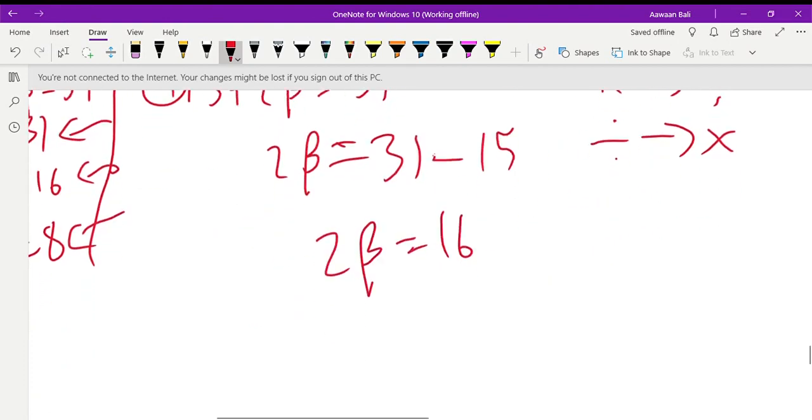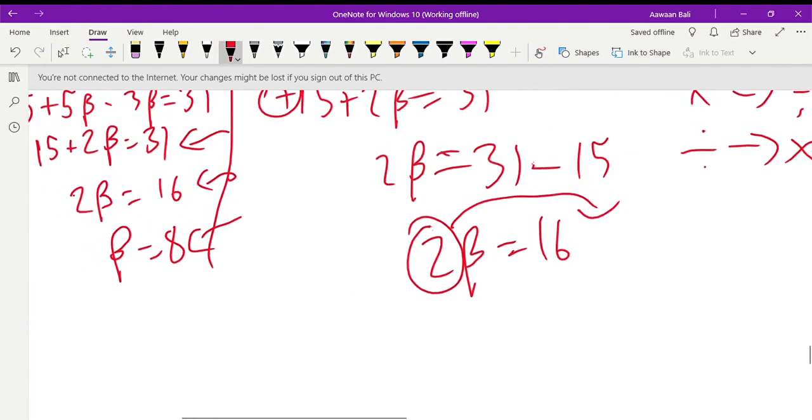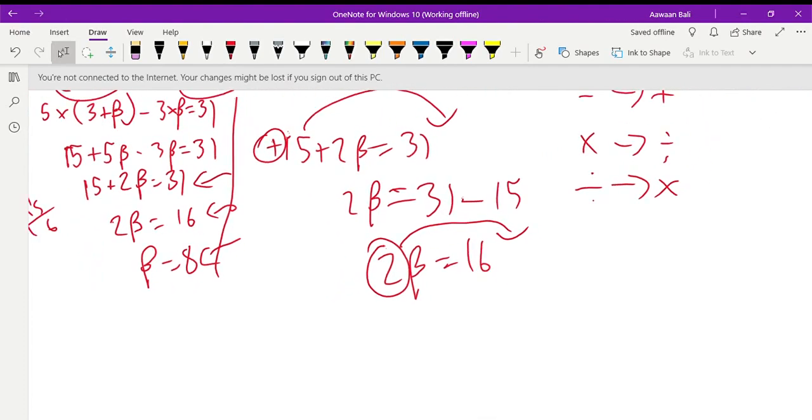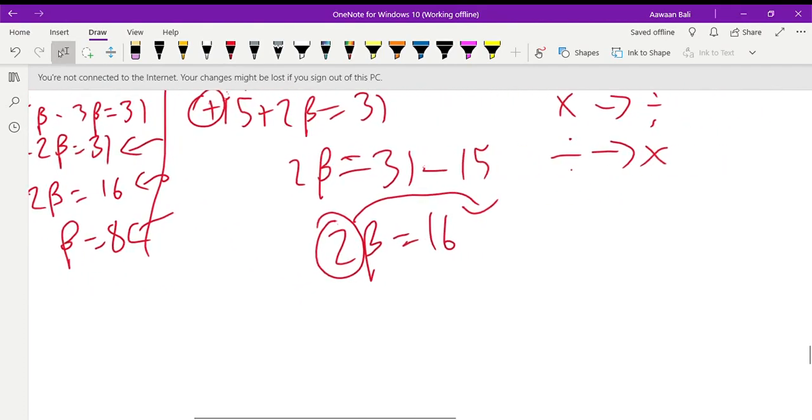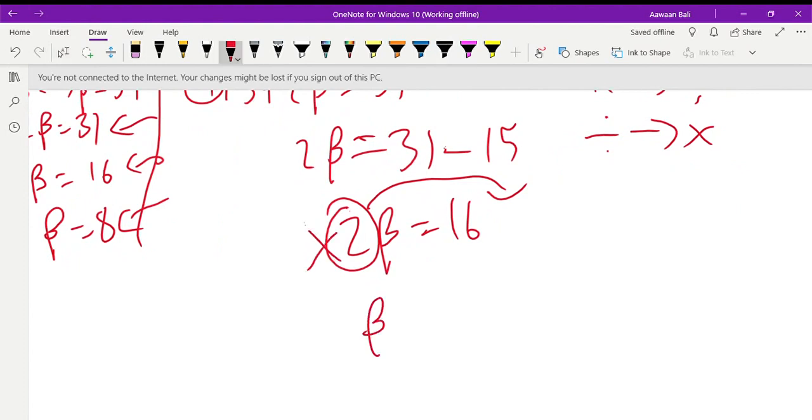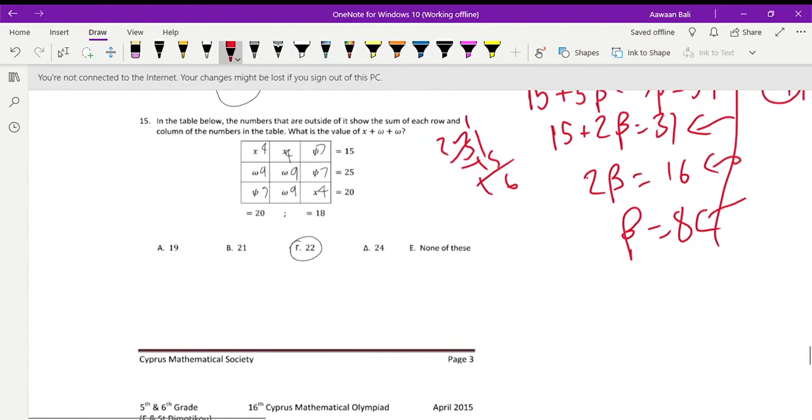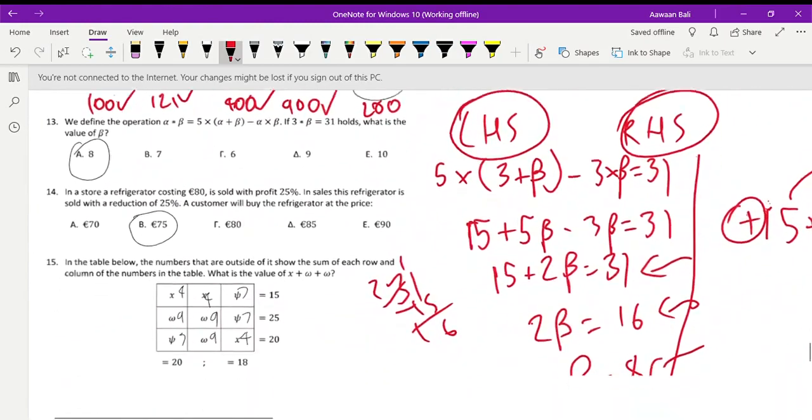And now we're basically just taking this coefficient. The coefficient is a number which is multiplying the variable, and in this case it is 2. So it's multiplication here, because if they weren't next to each other, it would basically be 2 times beta. So we're taking the 2, and then beta is equal to 16 divided by 2, which is 8. Easy, right?